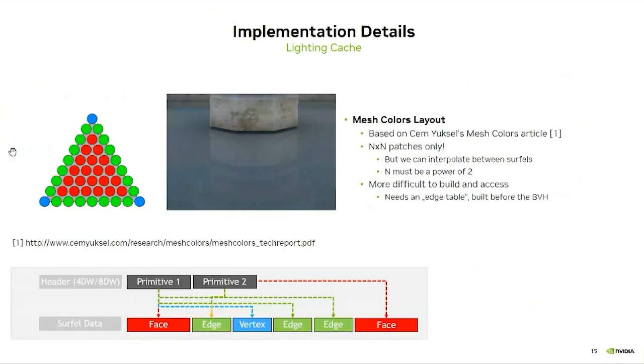So let's talk about mesh colors. This is based on a very nice article by Cem Yüksel. And you can only have n by n patches, so each triangle is subdivided equally. So when you have elongated triangles, it might not be the best. But it of course has a huge advantage that we can interpolate between neighboring cells. So we get smooth lighting instead.